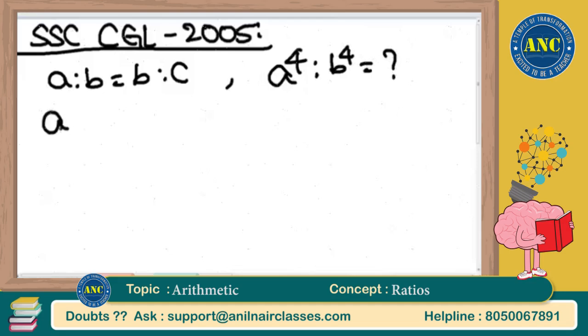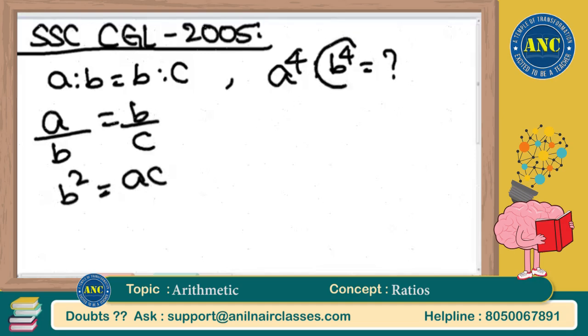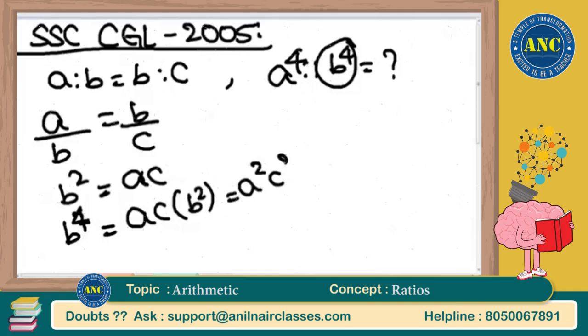Again an easy question. A by B is equal to B by C. So B square is equal to AC. But they want B power 4. That means multiply by B square on both sides. B square into B square is B power 4. AC into B square, but B square is nothing but AC again. So it is A square C square.